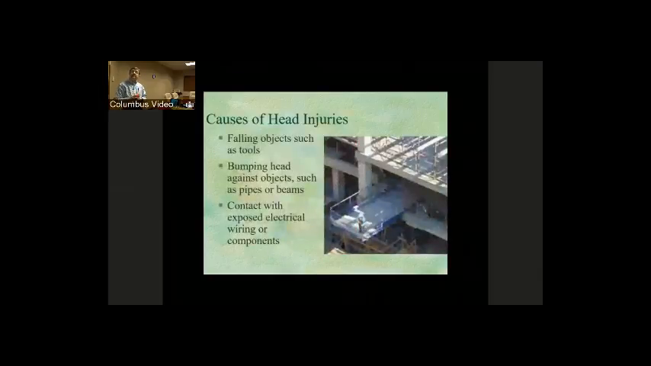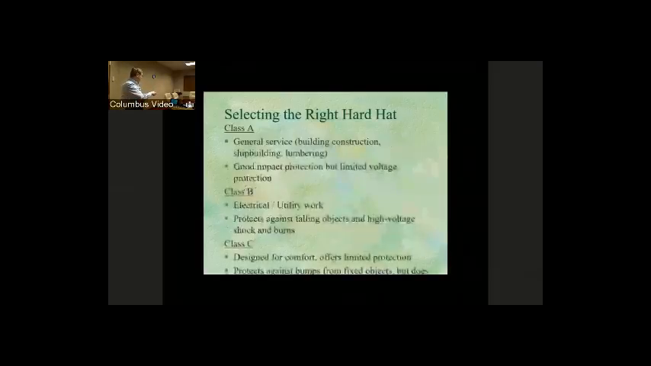But if we do have people working over top of us, where there is the possibility of falling objects such as tools, again, if we're working in areas where we can bump our heads against objects such as pipes or beams, and even contact with exposed electrical wiring, then OSHA's going to say some type of protective caps are required, and they fall into several categories. Class A, this is basically your construction type hard hat that you see out there that everybody wears. That is a good cap.